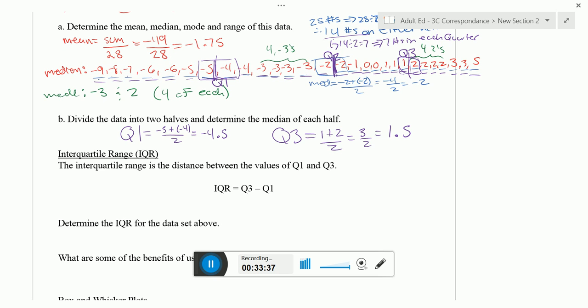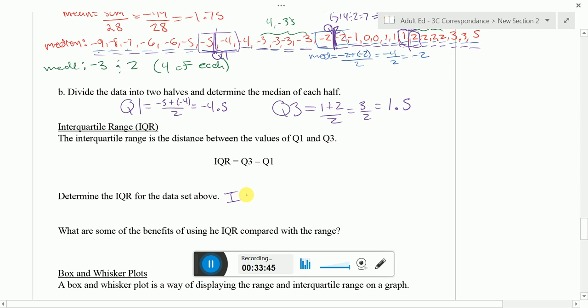The interquartile range tells us the distance between that Q1 value and the Q3 value. So for us, our interquartile range is Q3 minus Q1, or 1.5 minus -4.5. When you're subtracting a negative, it's the same as adding, or 6.